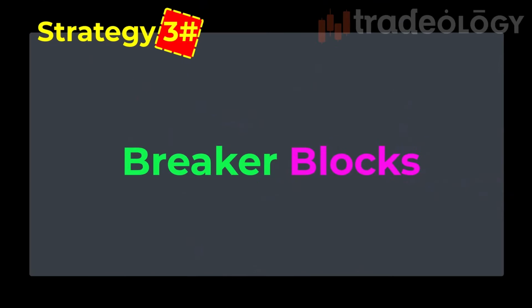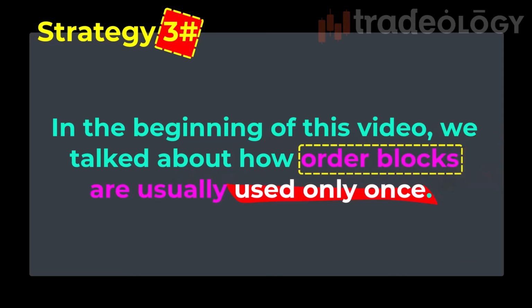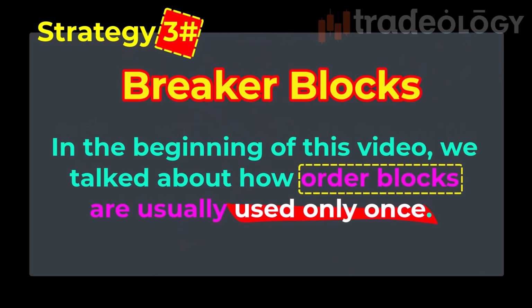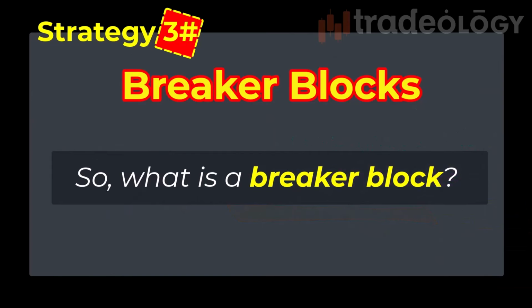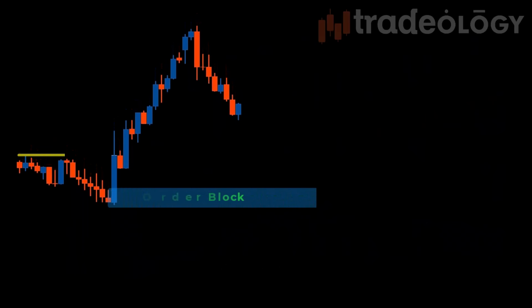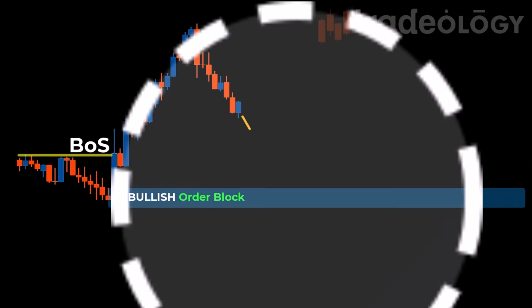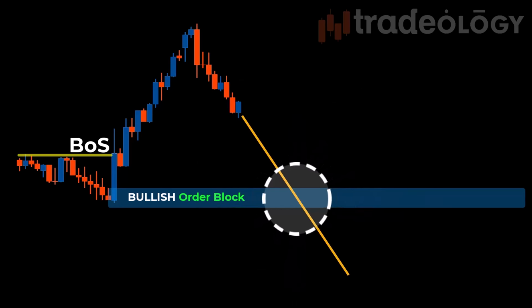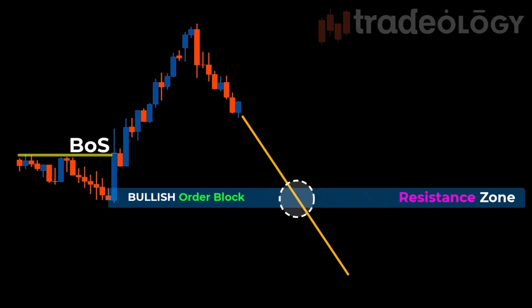Strategy 3. Breaker blocks. At the start of this video, I told you order blocks are usually used only once. But guess what? There's a crazy way to flip broken order blocks into profit machines, and it's called breaker blocks. So, what's a breaker block? It's basically a valid order block that gets broken by price. Once that happens, the price can shoot back up to that level, but now it's no longer support, it's resistance. And when that rejection hits, boom! That's your chance to jump into a short trade.